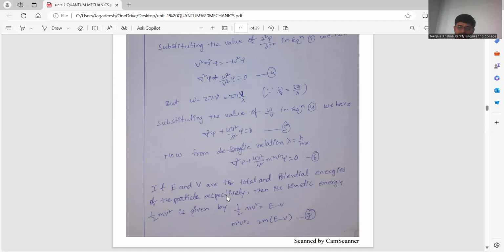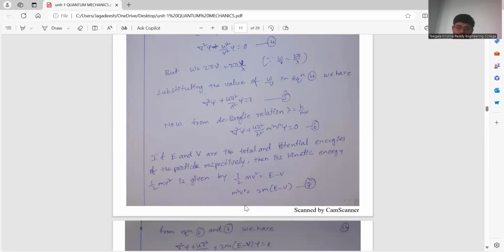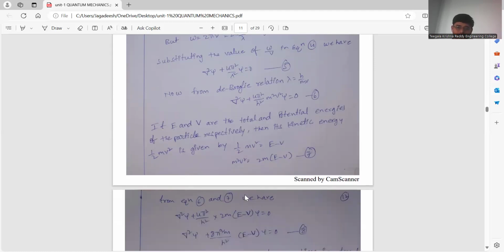Then we cross multiply. Multiplying with m on both sides, m square v square equals 2m into (E minus V). That is equation 7.